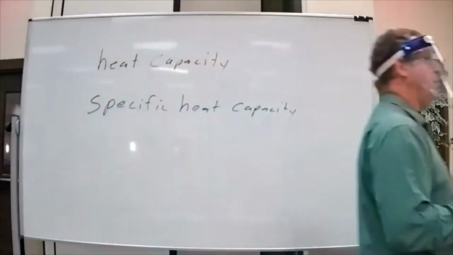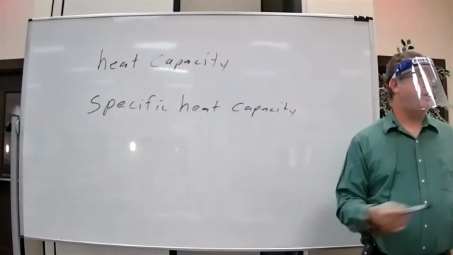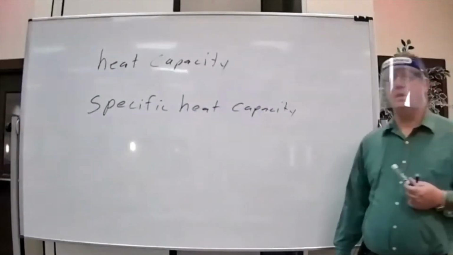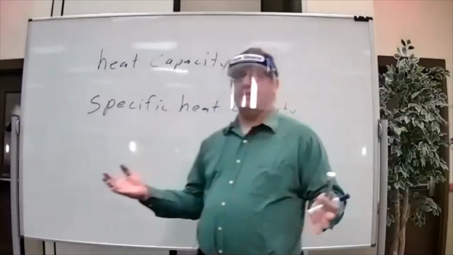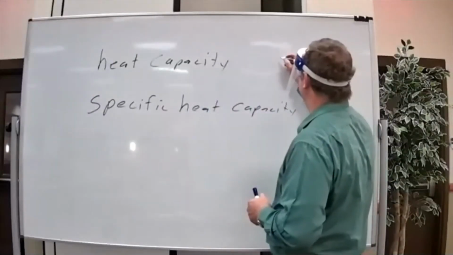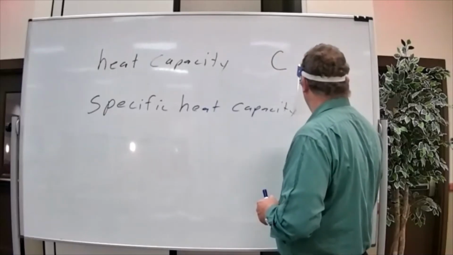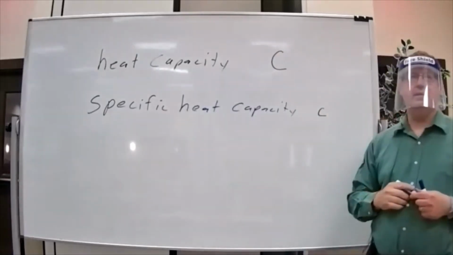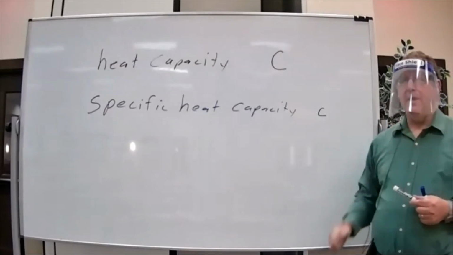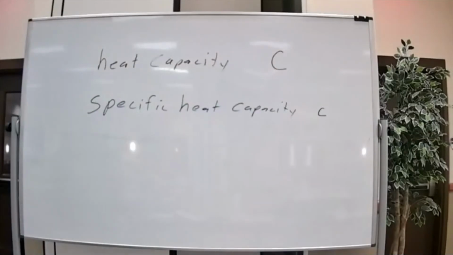So for heat capacity, we would have to measure every single object that we work with, okay? We'd have to determine the heat capacity of every single object because it would depend on the size of the object and the material it's made of. Heat capacity is given the symbol of a capital C. Specific heat capacity is given a lowercase c, okay? Now, there are some books that refer to specific heat as S period, H period. I don't like that, okay? We're going to use c for specific heat.